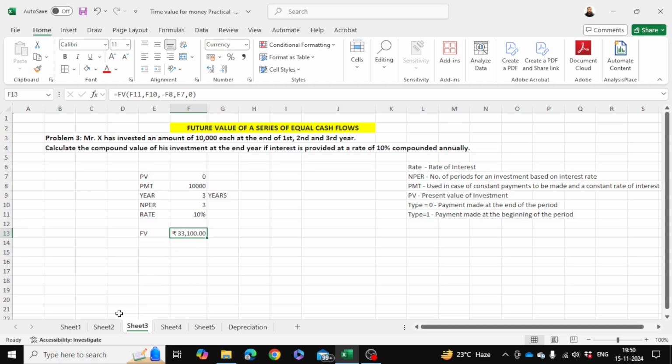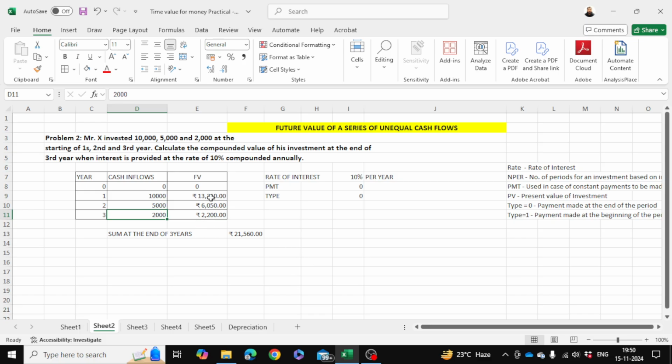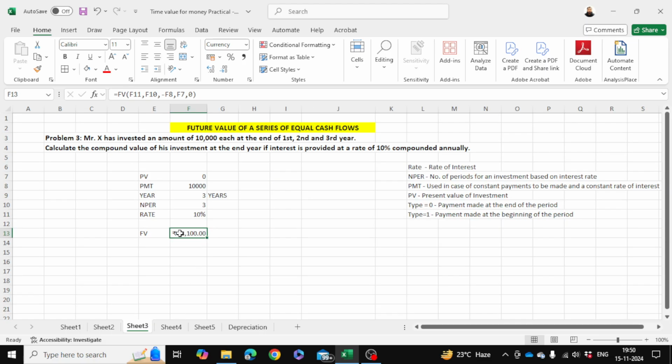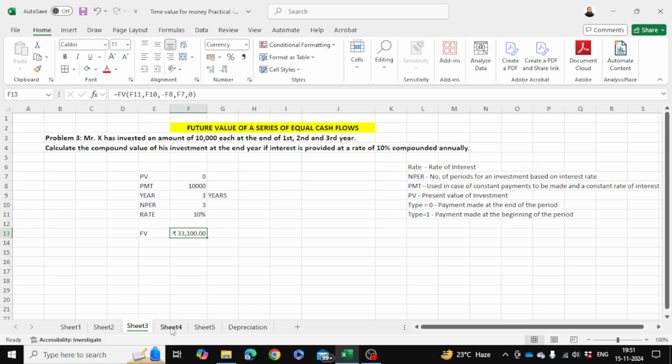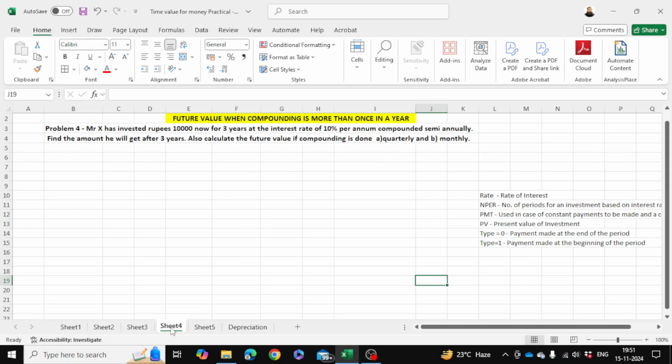There we go, in the previous question we calculated future value individually first and then went for the total, but here since the constant payment is made, you can directly apply the formula for 3 years. Okay, this is the third different type of problem. Next comes another type of question.